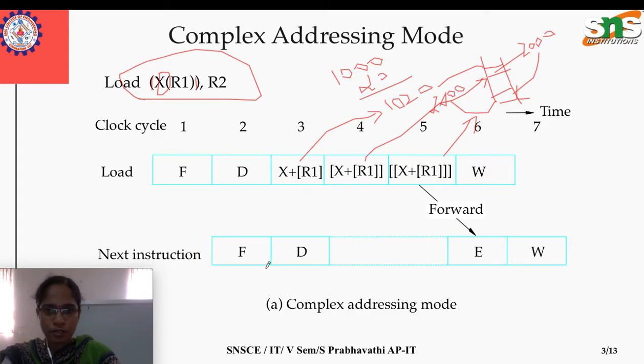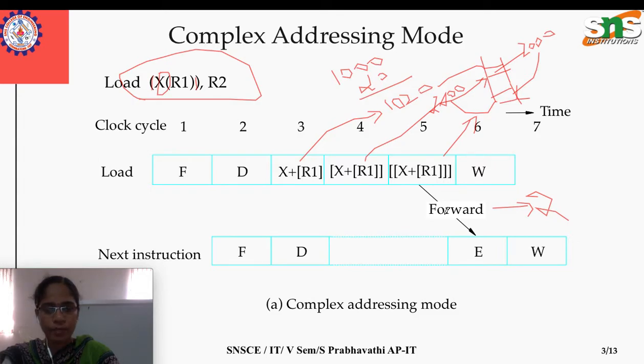And due to this the next instruction is stalled for 2 cycles, because it takes 2 more extra cycles to fetch the instruction from the memory due to this complex addressing, okay. So if we use operand forwarding, we could reduce this to 2 stalls. So clock cycle 4 and clock cycle 5 are stalls, okay. Only 2 stalls when we go for operand forwarding, okay.